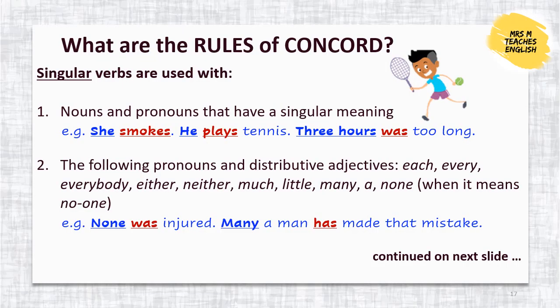Now, I must confess, we are going to go through the rules of Concord, and there are a lot of them. Take notes, pausing the video where necessary. The first rule for singular verbs is obvious. They go with singular nouns or pronouns. But they're also used with what we call distributive adjectives, such as much, little, and many. Have a look at these example sentences.